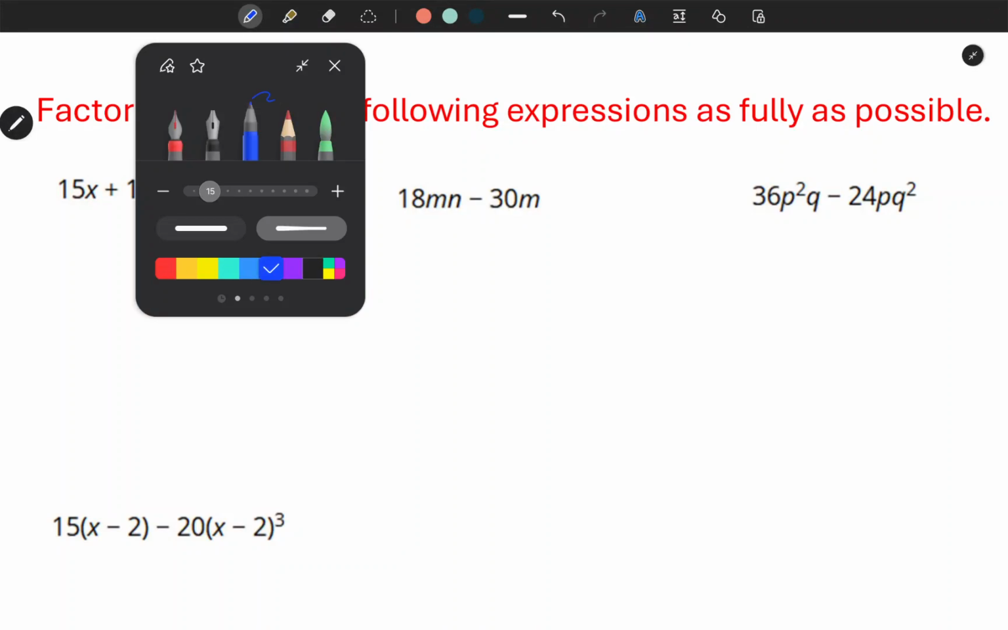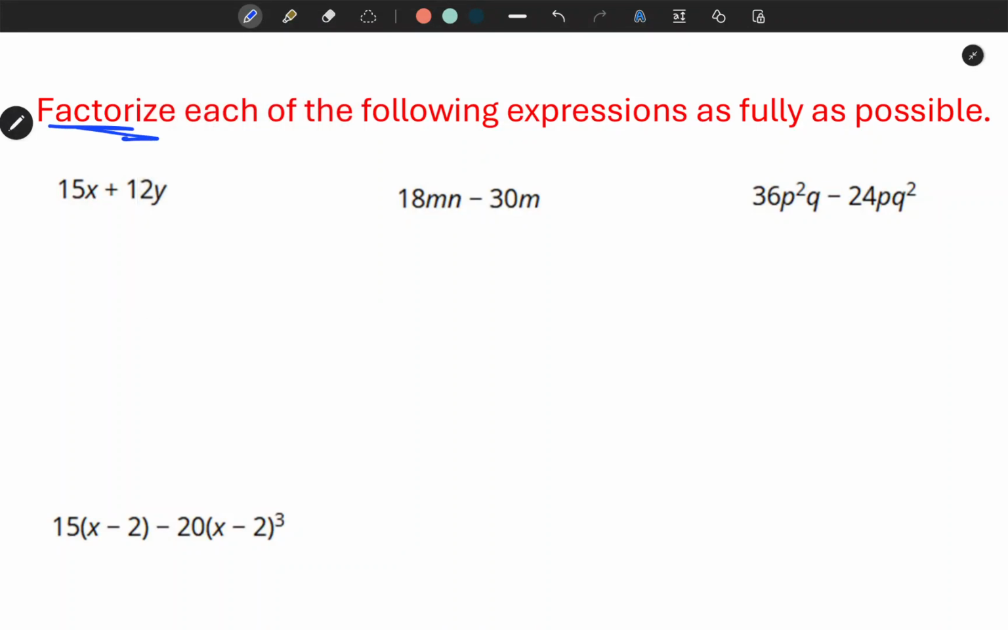If the question is asking us to factorize each of the following expressions fully, the first type of factorization is common factor. If you take a look here, we have 15 and 12. The highest common factor here is 3, because 15 and 12 both exist in the 3 times table. And since we don't have any other common factors, you simply open two brackets and we have here two terms.